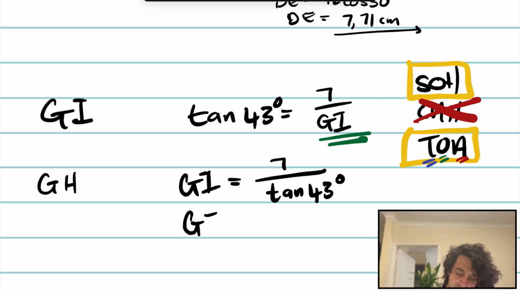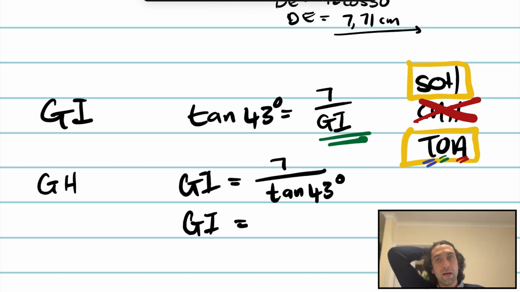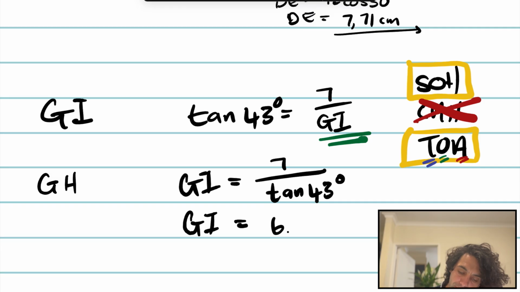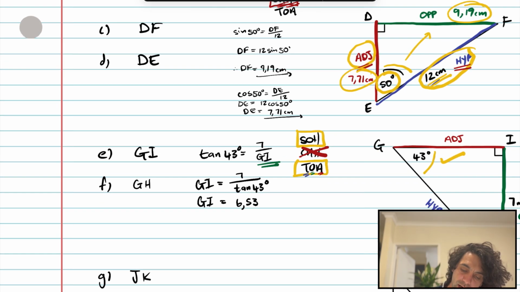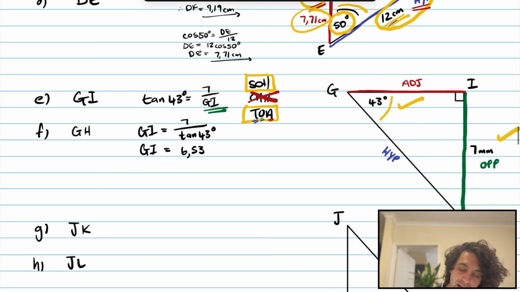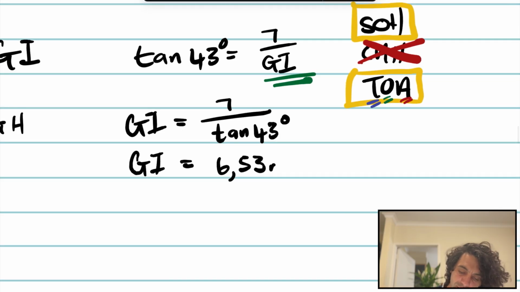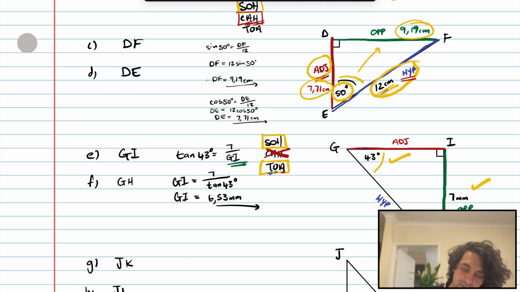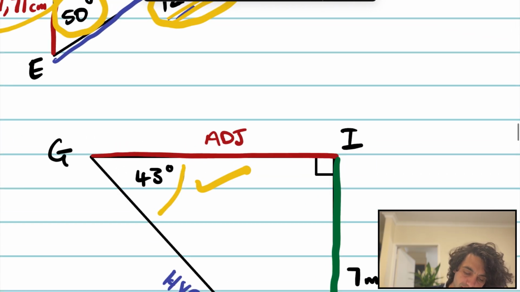So GI, if I type that into my calculator, type the 7, put your divide line, and then under that, write tan of 43, making sure to close any brackets that you might have open. And I get 6,53. And what are our units? Millimeters. 6,53 millimeters. That is the length of GI.